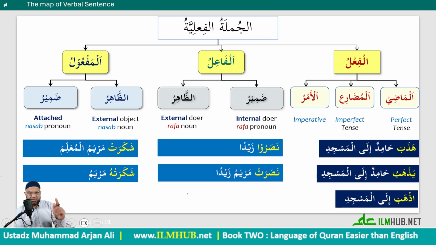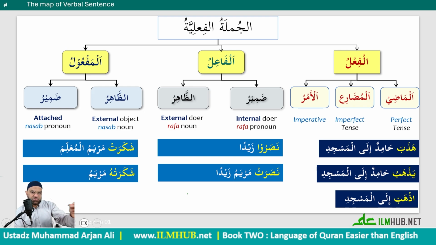So in summary, the verb can be of three types. Perfect tense, i.e. the action completed. Imperfect tense, the action being done or will be done. Or the command form, when you command somebody to do. Of course, there are other types of verb like prohibitive, which is really and essentially similar to the command form. Then the doer of the verb can be a pronoun. For example, he helped me. So the doer is a pronoun.